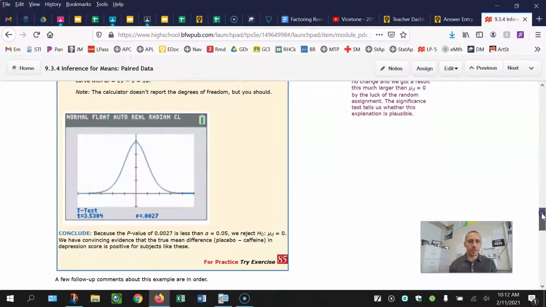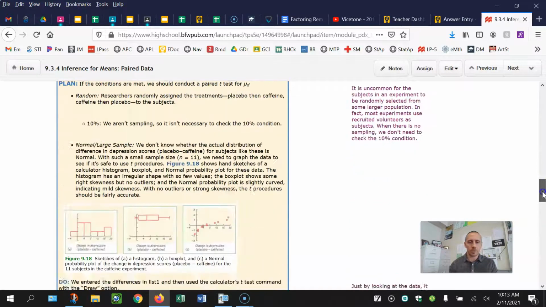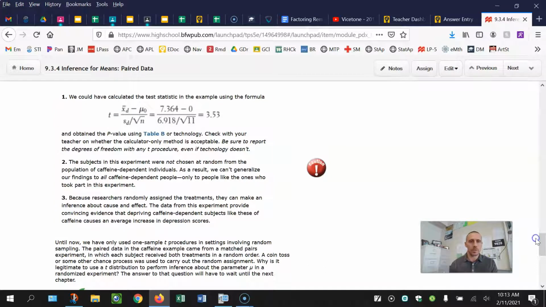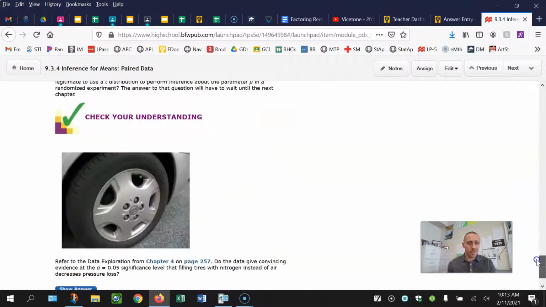And then for the do step, they didn't really show their work, but same idea. Oh, here it is. The mean difference, which comes from doing one variable statistics on that list of differences, minus the null, we're claiming there was no difference, divided by the standard deviation of the differences over the square root of the sample size. And then I would use tcdf to get the p-value, which in this case was pretty low. So we'd reject the null. There's convincing evidence that the alternative is true. So that's your 4-step process.